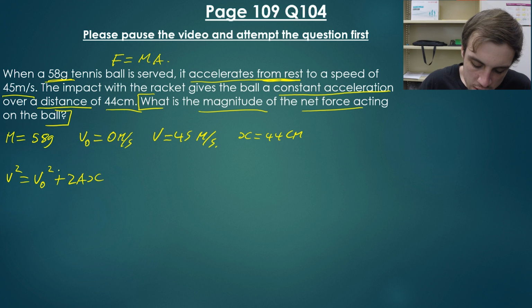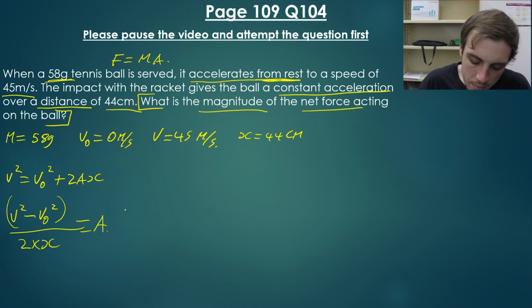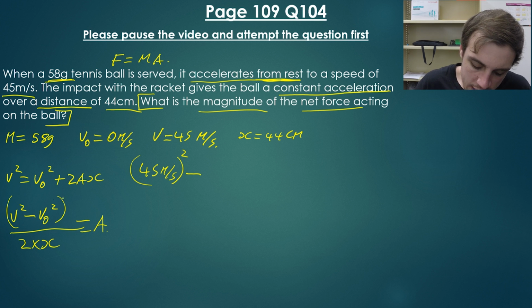This is an addition, so it's going to turn into a subtraction: v squared minus v0 squared. The 2 and the x are multiplied with the a, so they're going to turn into a divide. So it's going to be divided by 2 times x, and that's going to give us our acceleration. Now we simply need to plug and chug. We go with our final velocity, minus the initial velocity, which is 0, so we don't need to worry about that.